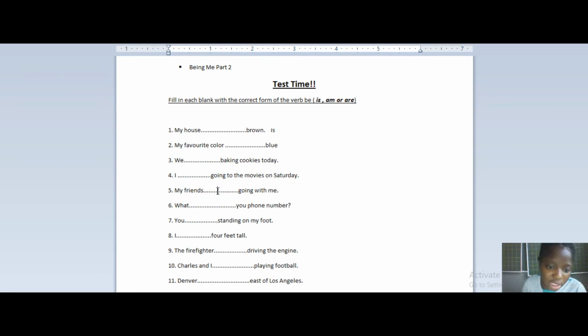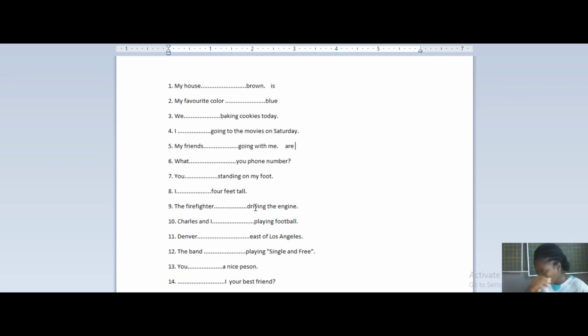Question 5 says: my friend dash going with me. Over there, this is plural. We're referring to more than one person, and so rather than is, the appropriate form of the verb to use here is are. So let's just put that over there. You fill it. In fact, you won't fill it, you're just going to write it just that way. So if it's 1 and it is, you write it down and you send it like that as the assignment. Let's do a third, because I'm going to do 3 examples and the rest is going to be yours.